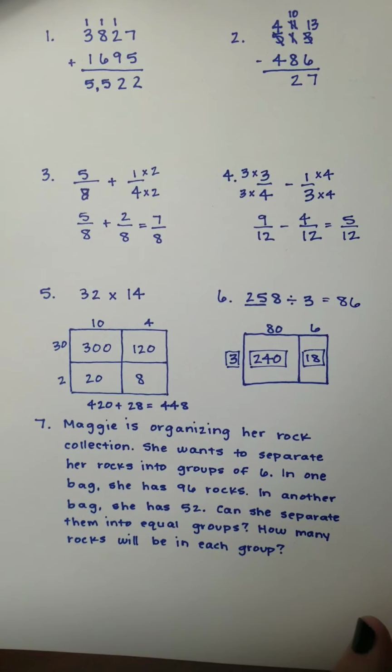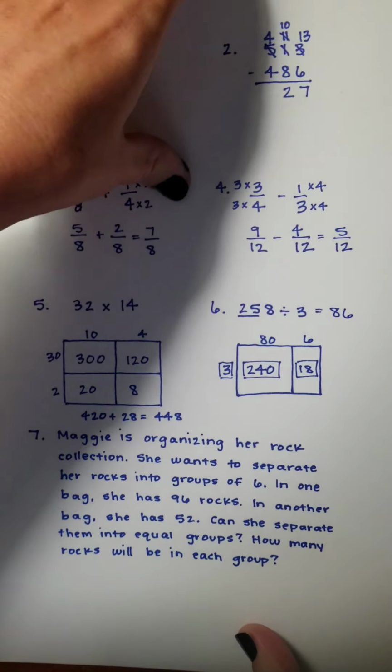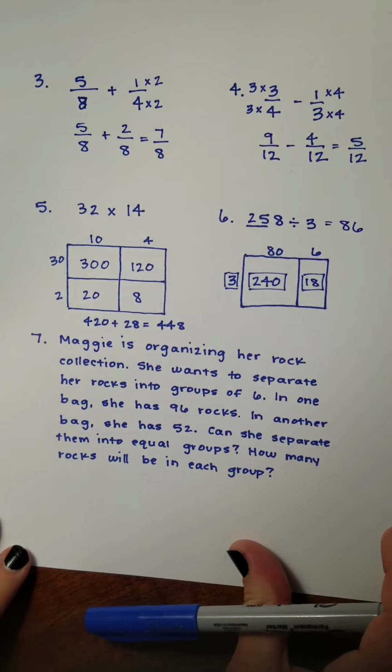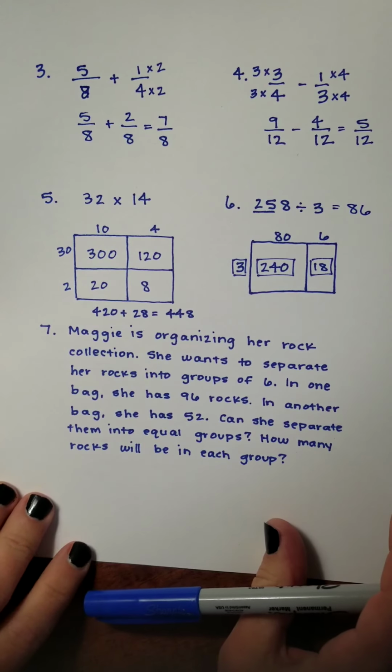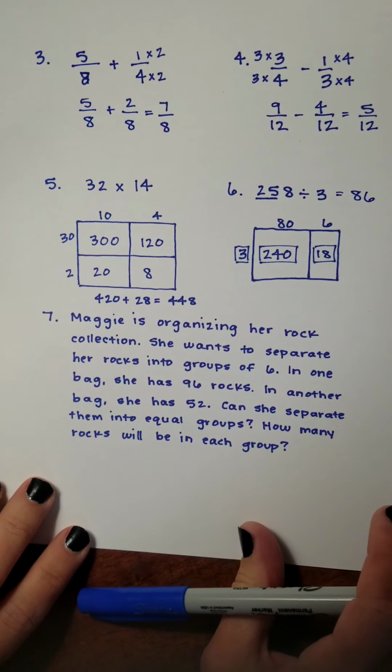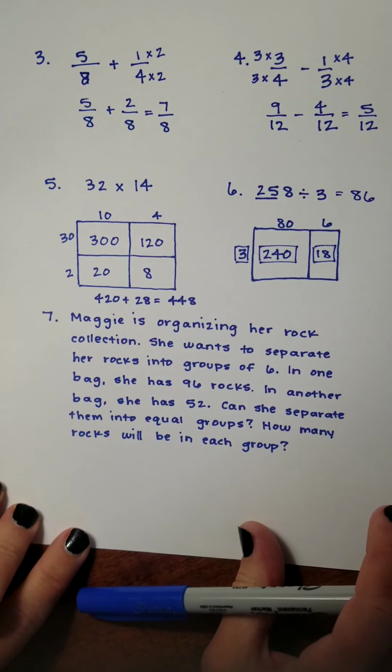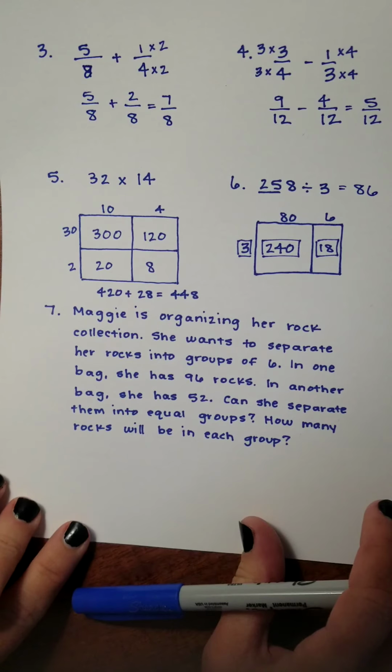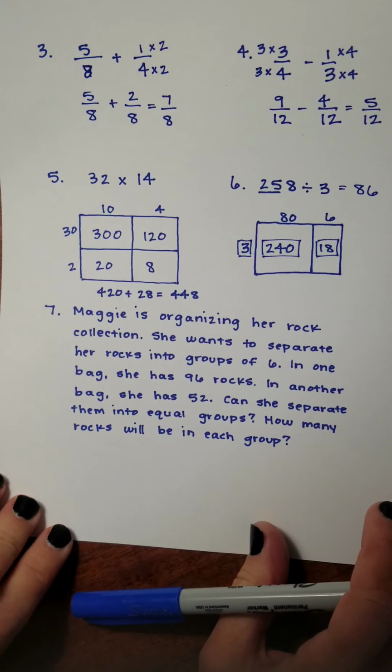Now let's look at the cute little story problem I made. Maggie is organizing her rock collection. She wants to separate her rocks into groups of 6. In one bag, she has 96 rocks. In another bag, she has 52. Can she separate them into equal groups? How many rocks will be in each group?